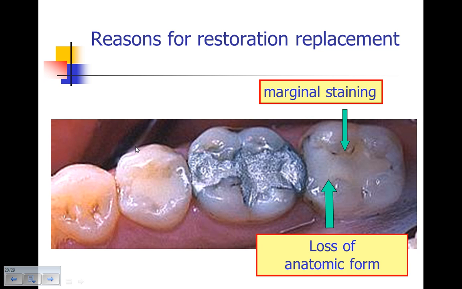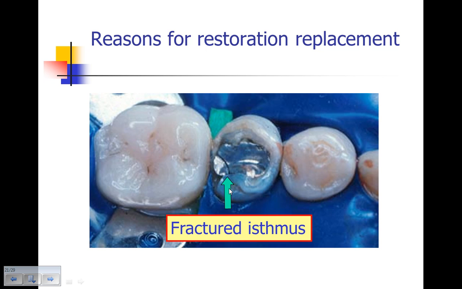So we see loss of anatomic form, we see marginal staining, and perhaps recurrent decay around this long-lasting composite restoration that is documented being in place for 18 years. We can see ditching on the amalgam margin on the mandibular first molar, but this ditching is less than 4/10 of a millimeter, and this amalgam is acceptable even though it does look very unaesthetic and it doesn't have perfectly intact margins.